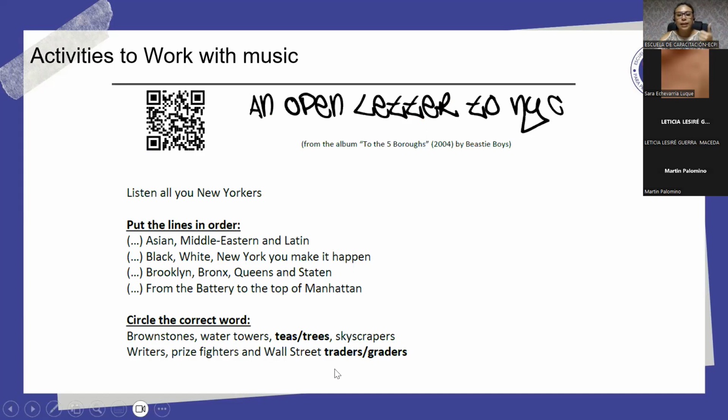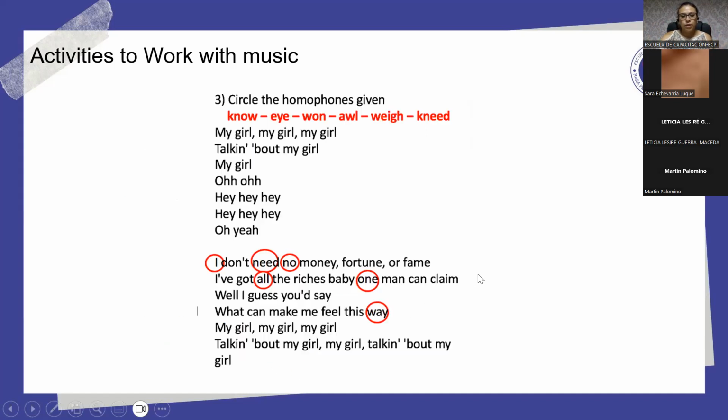Number one, you can work on minimal pairs. What else? You can work with homophones. Who can tell me what a homophone is? When you have homophones, you have two words that sound similar, but the spelling is different. For example, you have this: circle the homophones given.